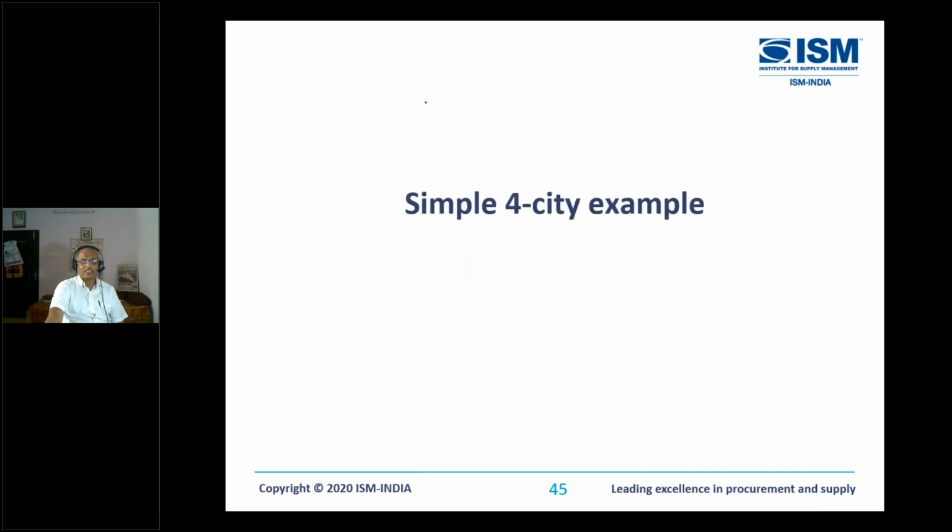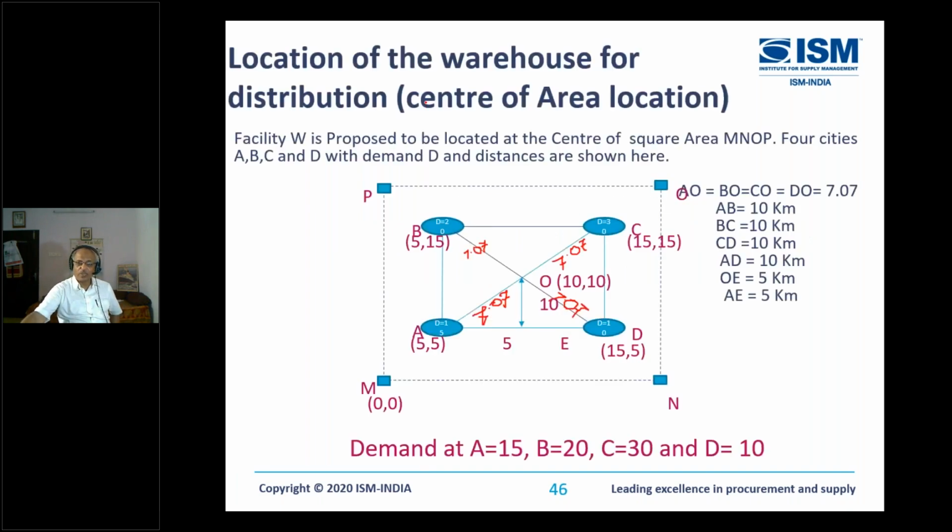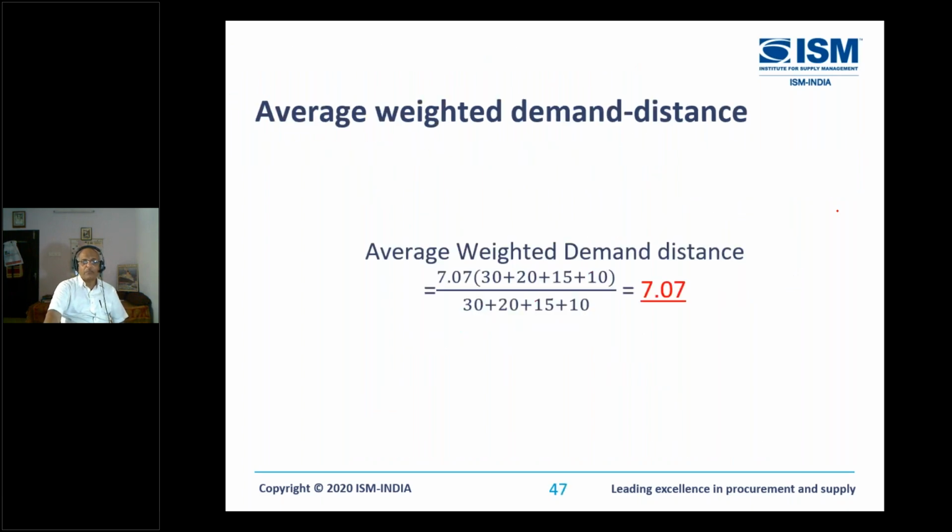Hope this is clear. Let us take a simple 4-city problem. We have the demand. Now I am doing a little bit of calculation. Demand at A is 15, demand at B is 20, C is 30, and D is 10. Distances are shown. Coordinates are given, so you can easily find out the distance. From the Pythagoras theorem, you can calculate this distance also, so 7.07. Now, if I locate the warehouse somewhere here, it will be distributed from the warehouse. So the average weighted demand distance: I multiply demand by distance, since the distance is 7.07 for all the customer locations, so it comes to 7.07.